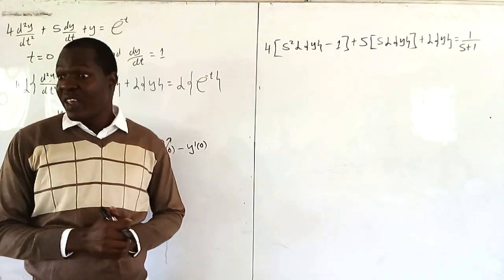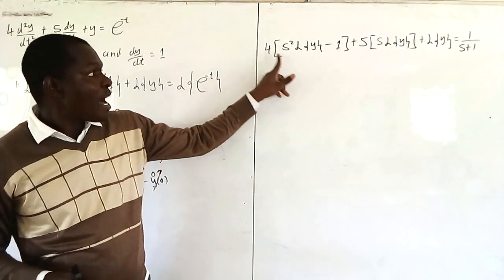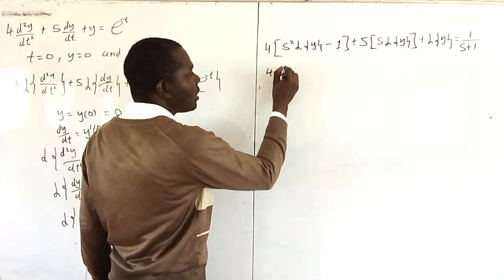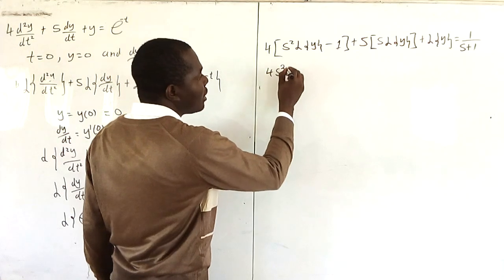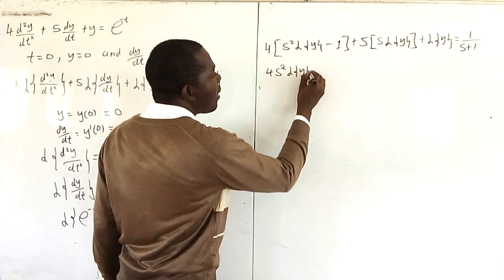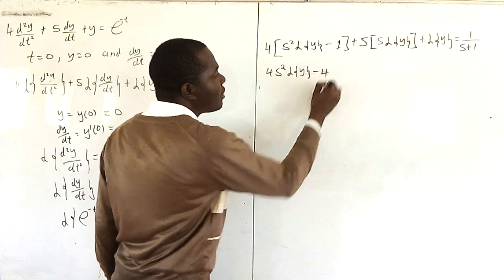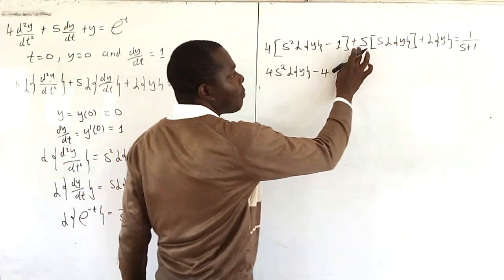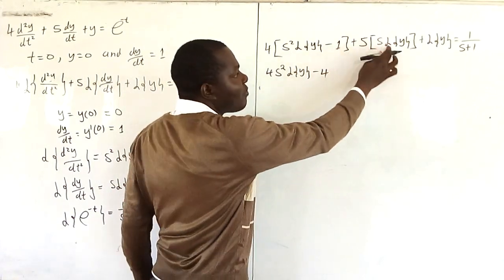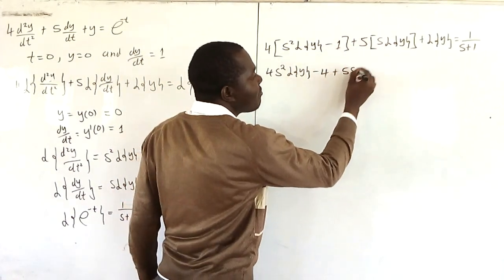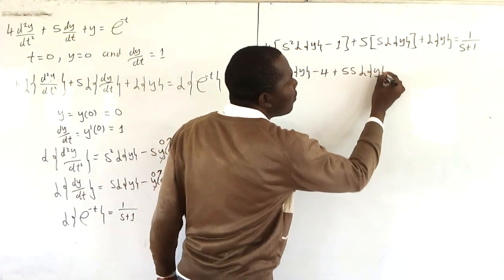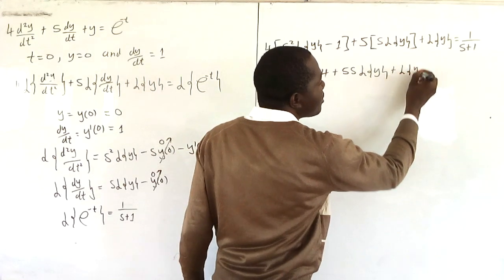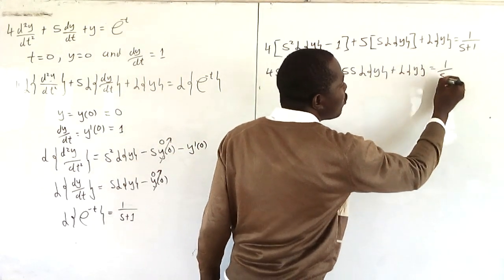So the next step is to open the brackets, isn't it? So 4 multiplies everything inside the bracket. 4 times that is 4s squared Laplace of y. Then 4 times negative 1 is minus 4. You've opened that bracket. Then open the other bracket. Positive 5 multiplies everything, 5 times s, so 5s Laplace transform of y, isn't it? Then plus the Laplace transform of y is equal to 1 over s plus 1.